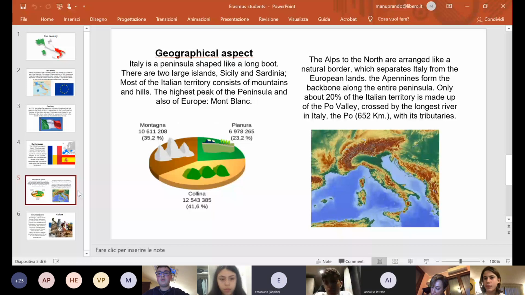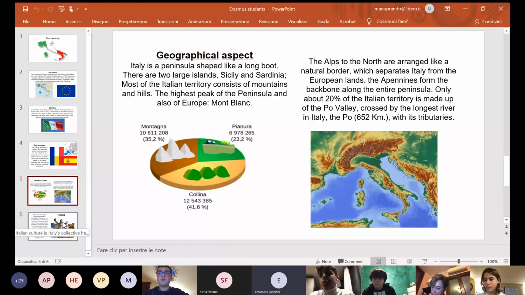The Alps to the north are arranged like a natural border, which separates Italy from the European lands. The Apennines form the backbone along the entire peninsula. Only about 20% of the Italian territory is made up of the Po Valley, crossed by the longest river in Italy, the Po, 652 kilometers, with its tributaries.